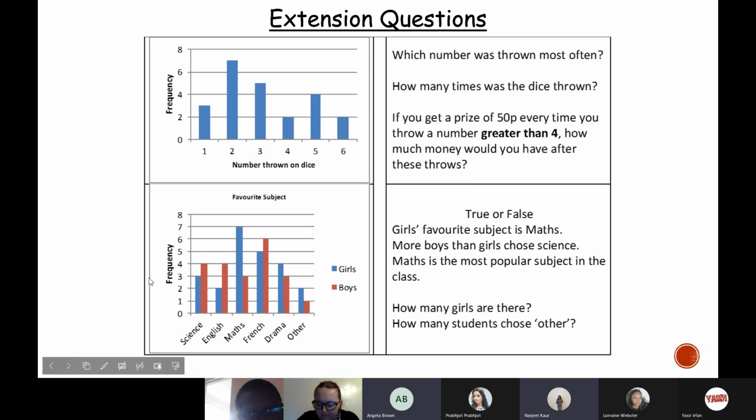Okay, here's some extension questions. Which number was thrown most often? How many times was the dice thrown? If you get a prize of 50p every time you throw a number greater than 4, how much money would you have after these throws? These are challenging questions. They're sort of moving on towards level 2 style questions. So it's a crossover between level 1 and level 2.